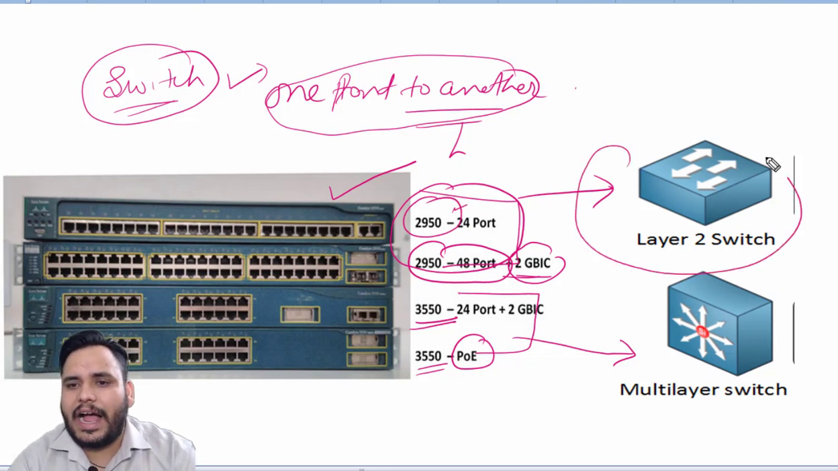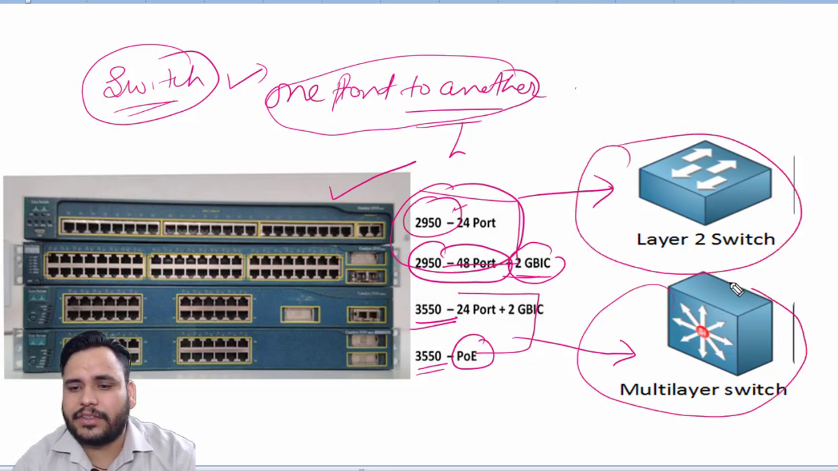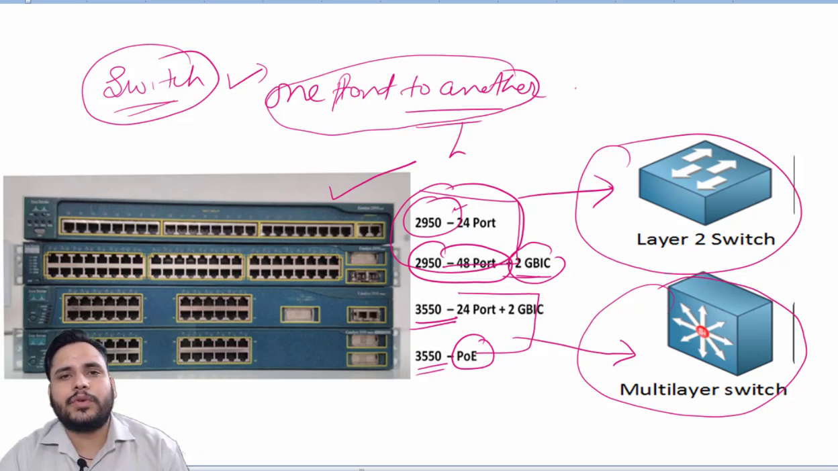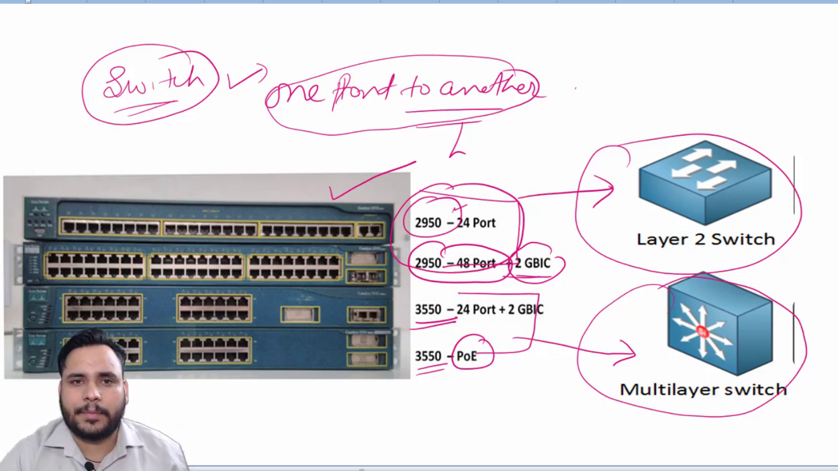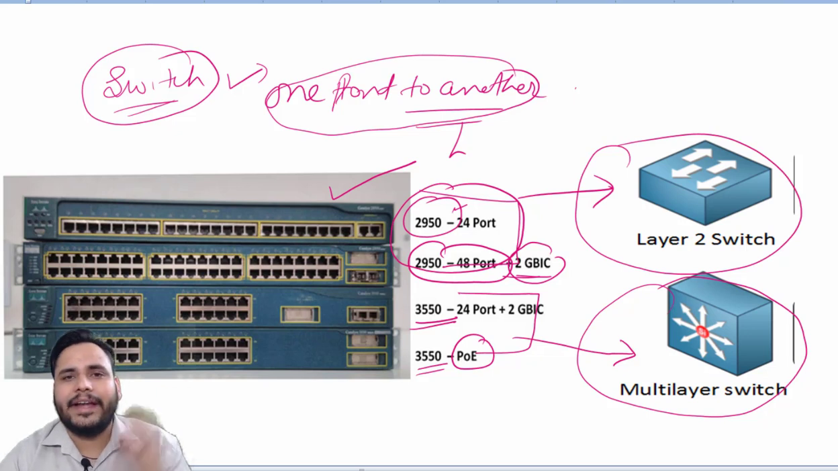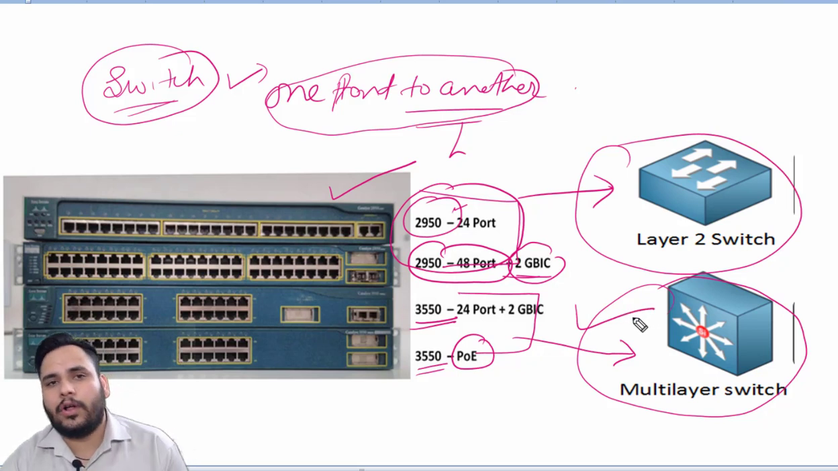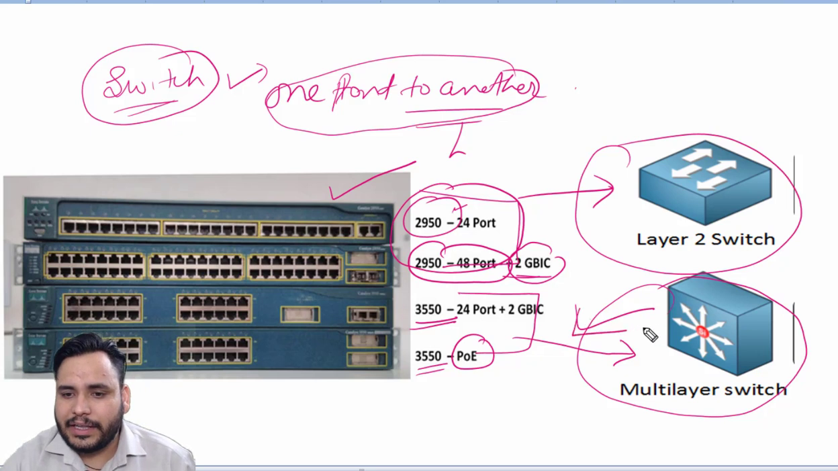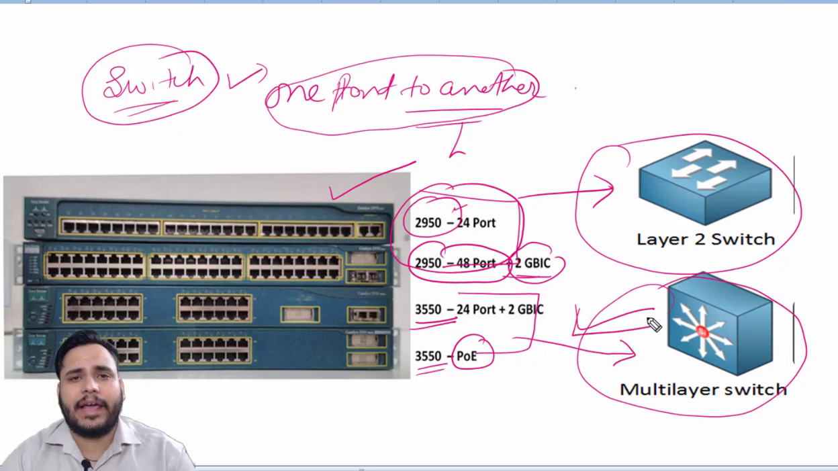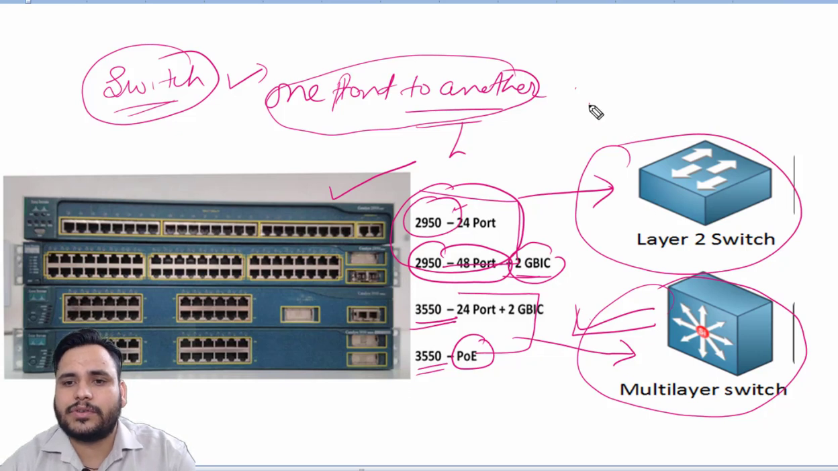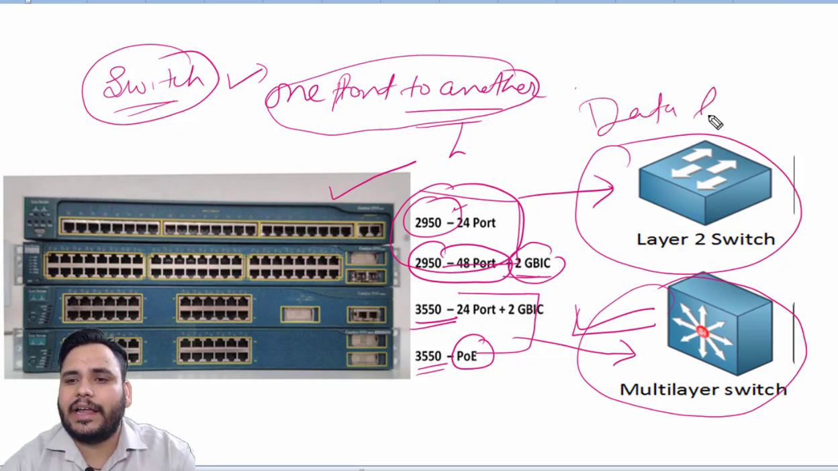Layer 2 switch and layer 3 switch. Layer 3 switch is actually known as multi-layer switch. Layer 2 switches are used for LAN purposes, like within an intra area where we have to connect our data. But a multi-layer switch acts like a router also, because a multi-layer switch works on the data link layer as well as the network layer, but a layer 2 switch works only at the data link layer.